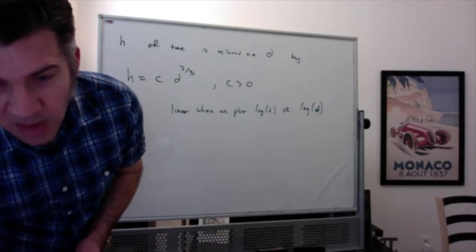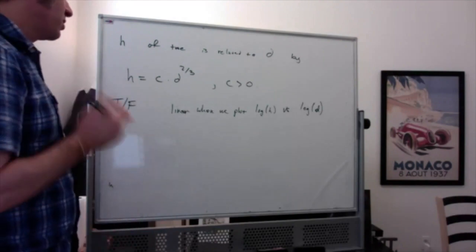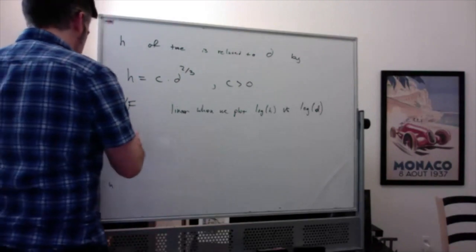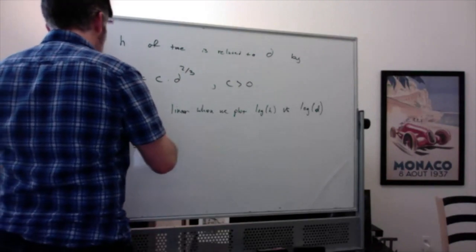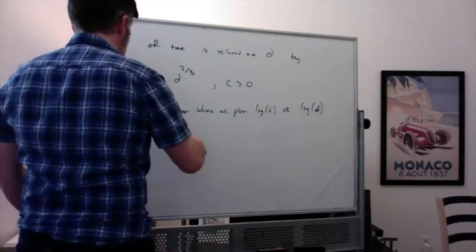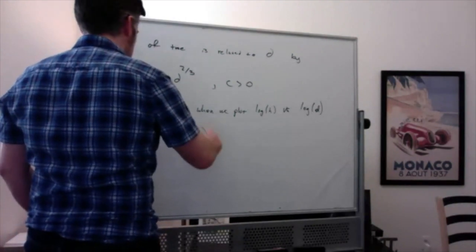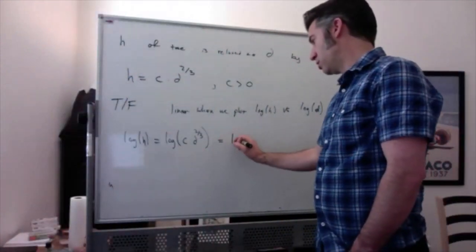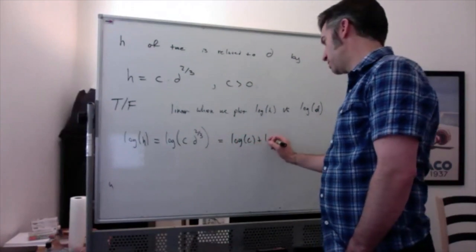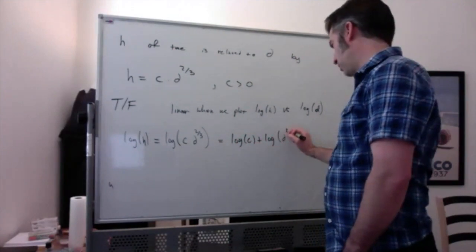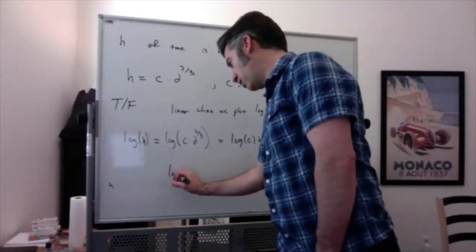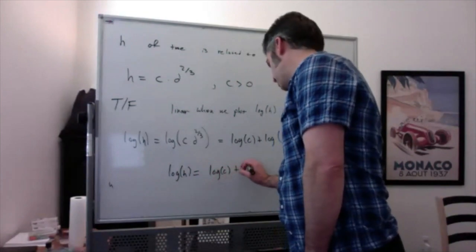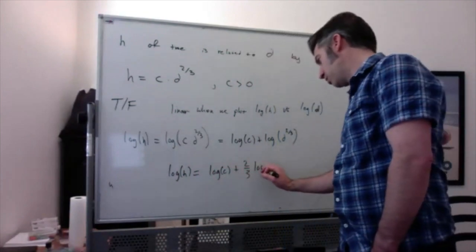All right, so here's what I would do. I would take log of both sides. So log of h equals log of c times d to the 2/3 power. And then I use the log rules. So this is equal to log of c plus log of d to the 2/3. And then I can say that log of h is equal to log of c plus 2/3 times log of d.